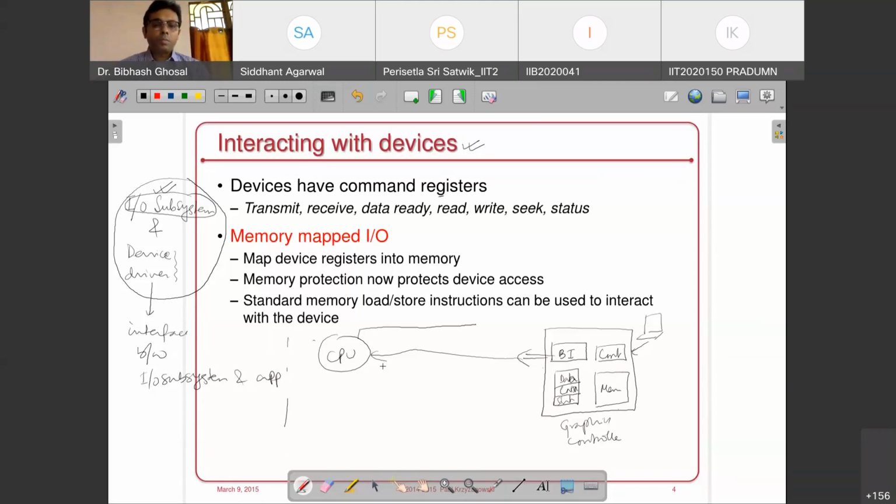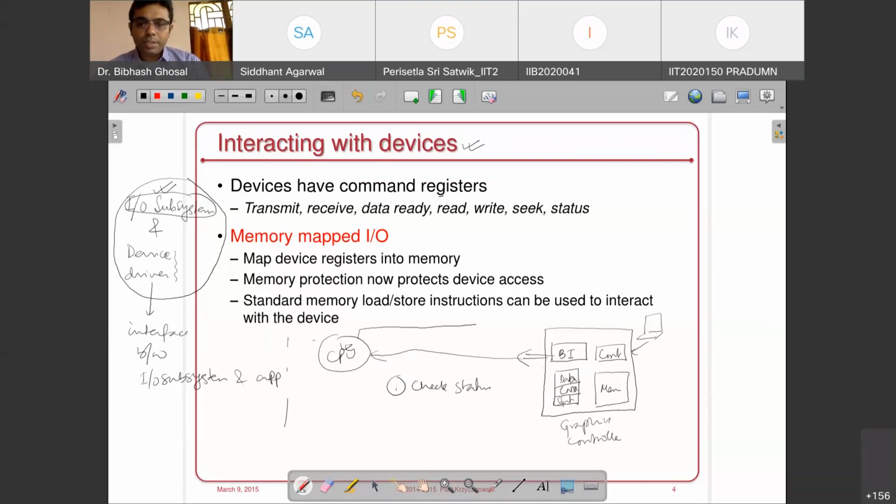So the question is, how does a graphics controller, or for that matter any hardware controller, communicate with the CPU? The rule says the CPU will program this controller. What do you mean by programming? It will perform some operation. What operation? It will check the status.